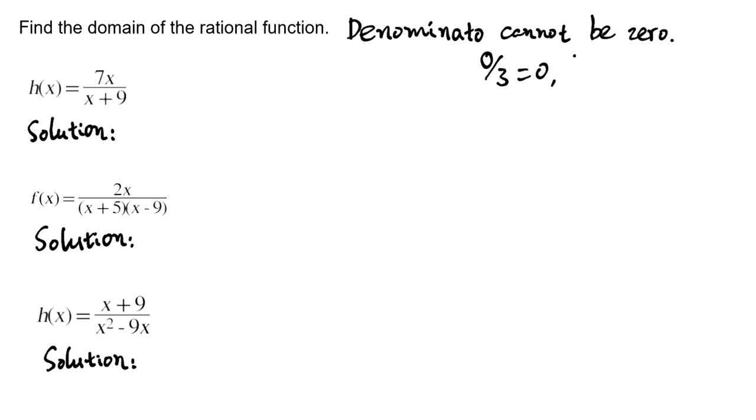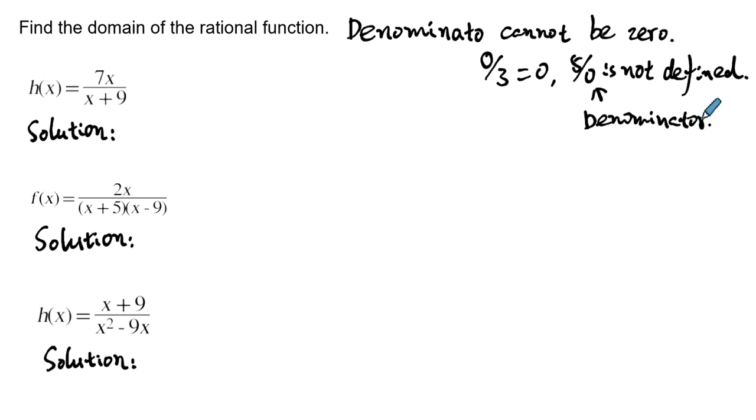But 5 divided by 0 is not defined, because here the denominator is 0. That's the reason. The denominator is 0, and we don't know what answer we get.